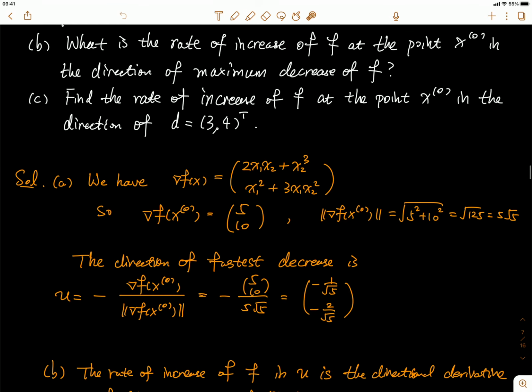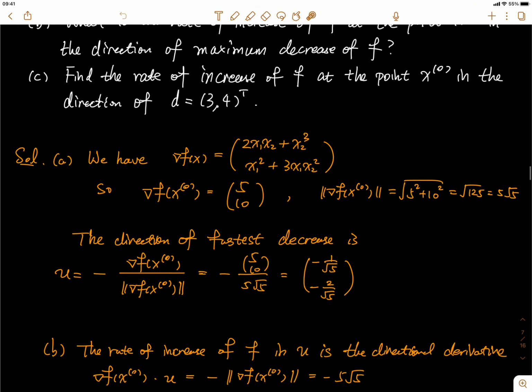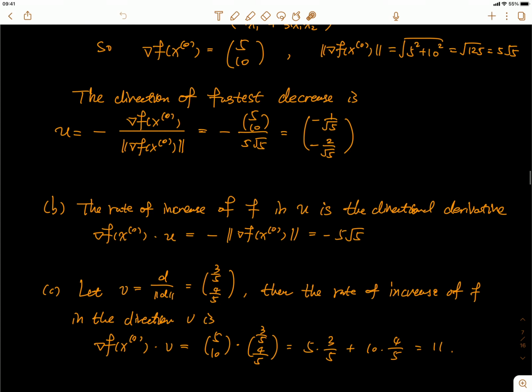The third question asks what is the rate of change of f at the point x0 in the direction of this. So we just compute the directional derivative of f along that. Again, we're going to normalize d. Let's call the normalized d v, and it's just d over the norm of d. The d is (3, 4), so the norm of d will be 5, because it's the square root of 3 squared plus 4 squared. That's the unit vector v, and then we take the directional derivative, which is the inner product of the gradient and the vector v here.